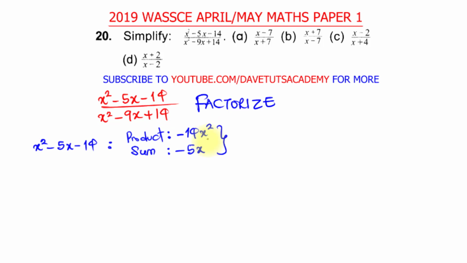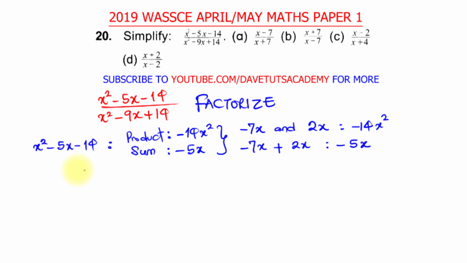So we need two numbers whose product will be minus 14x squared, and the sum, if we add them together, will give us minus 5x. Now since we have minus 14x squared as the product, what are the numbers that we can multiply together to give us minus 14x squared? If we look at minus 7x and 2x, you can see minus 7 and 2 will give us minus 14. x times x will give us x squared. So that is quite good. And if we are to sum them, we are going to say minus 7x plus 2x. This will also give us minus 5x.